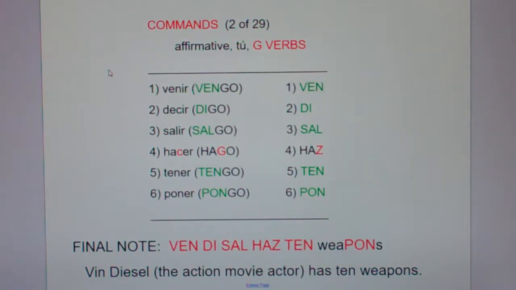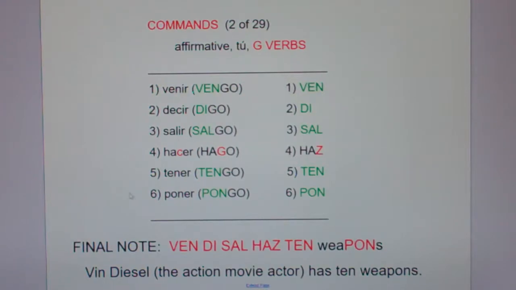Now I want you to hear these verbs again, so I'm going to say the Spanish and clap, and I'd like you to repeat, okay? Ven, di, sal, haz, ten, pon.